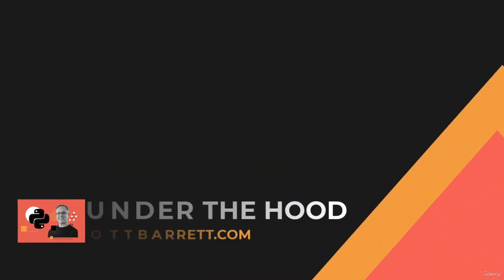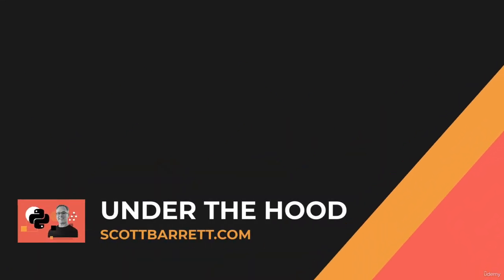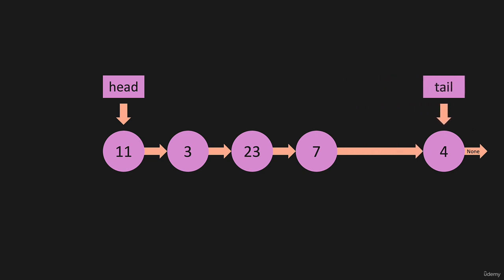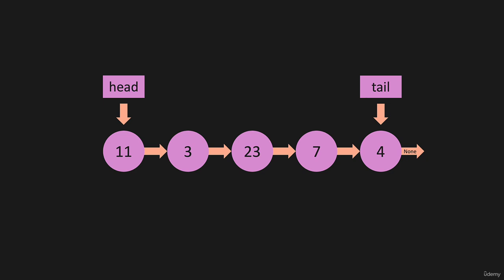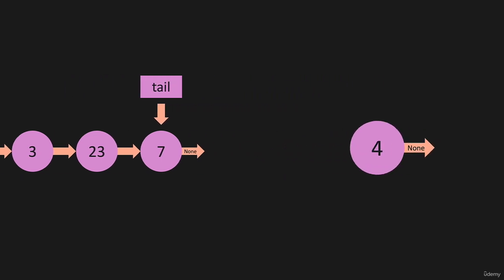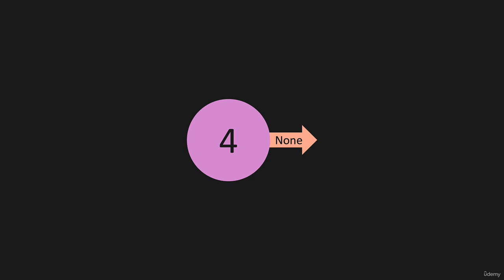Okay, so now we're going to look at linked lists under the hood. We're going to start with our diagram like this. And when we append an item, when we say this is equal to this and tail points to this, and we add this into the list, what is really going on to make that happen?